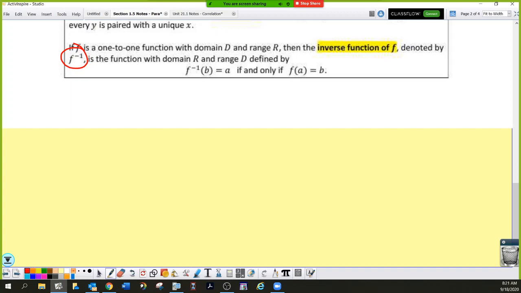I think that's a good place to stop. Now, on Monday, what we're going to do is actually find f inverses. Okay? Okay.